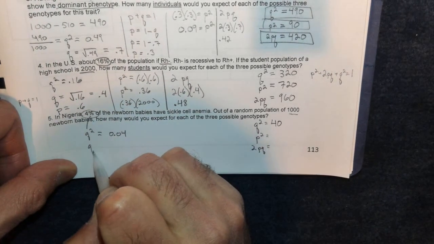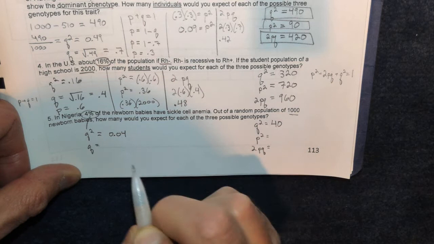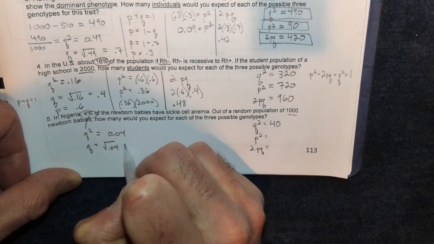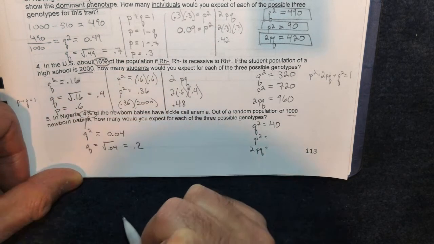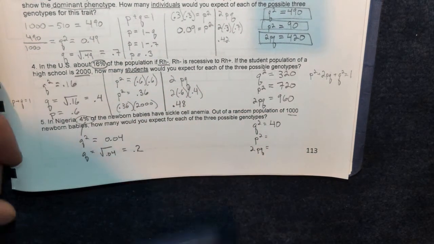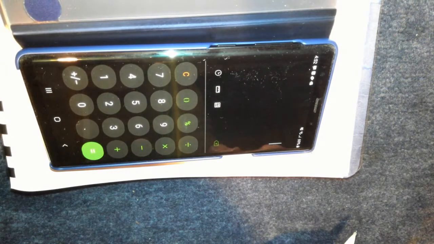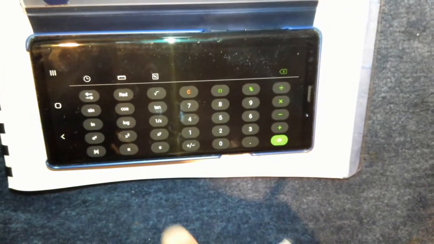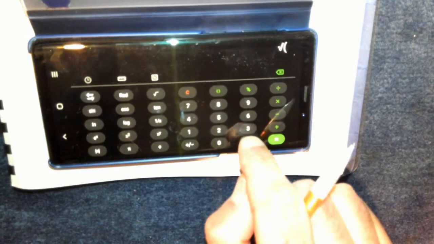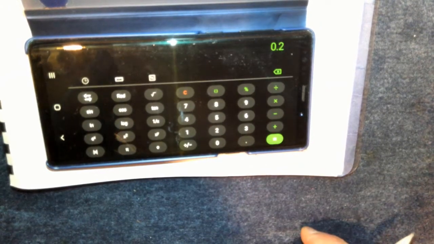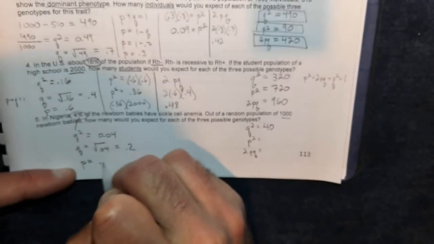Now let's solve for q, because in order to solve for p, we have to solve for q. q is the square root of 0.04. That should be 0.2. Check your calculators, make sure it's true. I have to take the square root of 0.04 and close my parentheses. It's 0.2. Fabulous. So that means p equals 0.8.